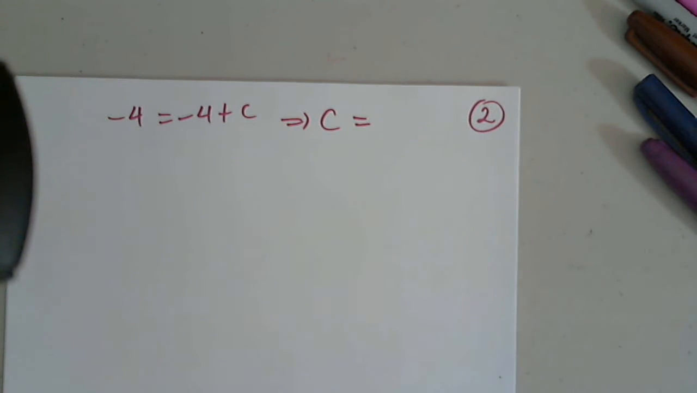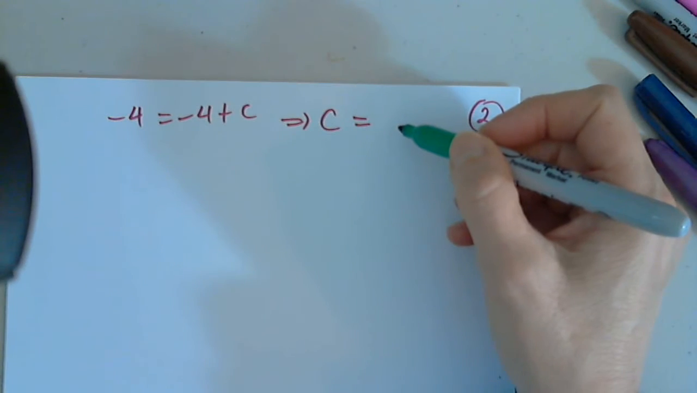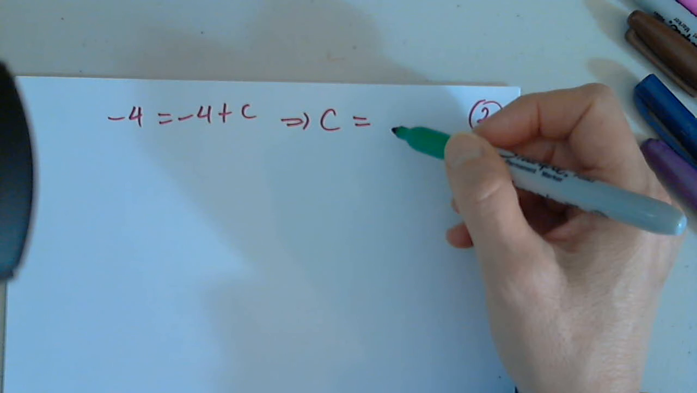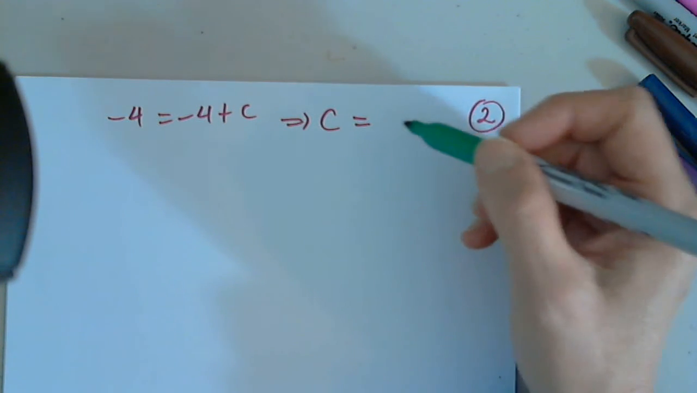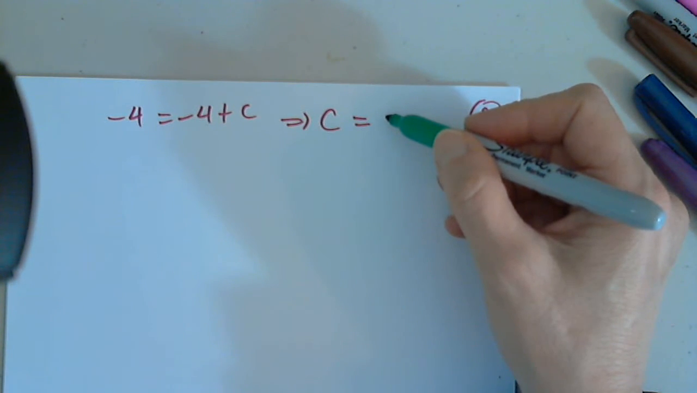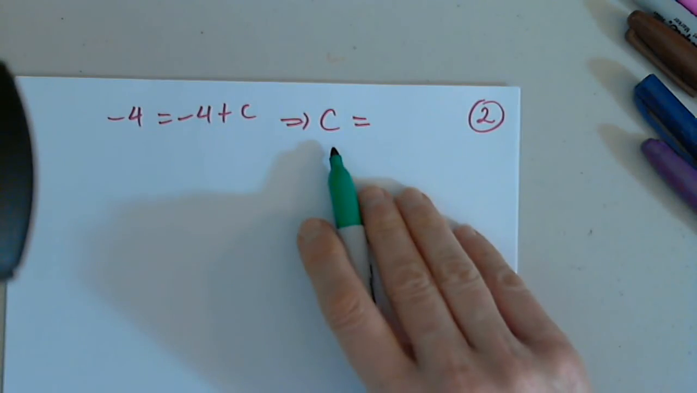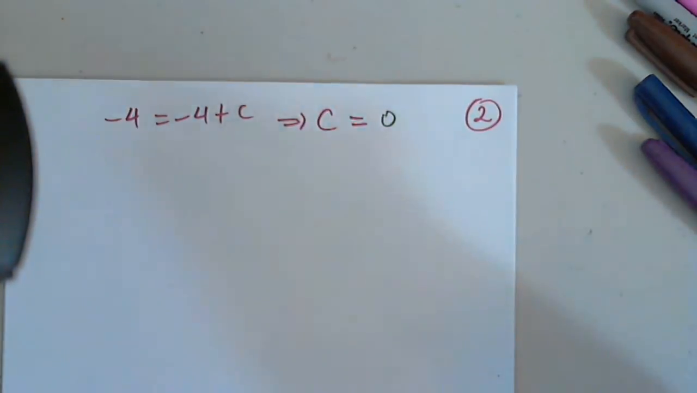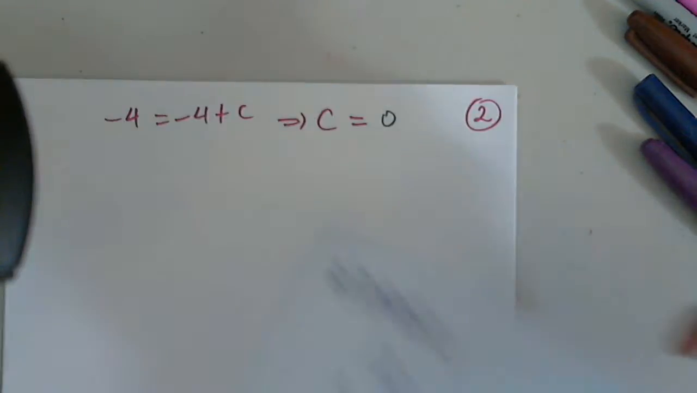Alex? Alex, are you with us? Alex, 1, 2, 3. Yeah, I'm sorry. No worries. What was the question again? So c is 0. Thank you.